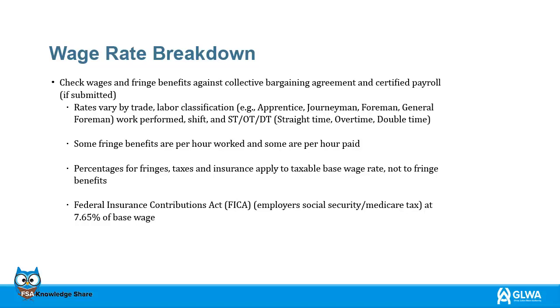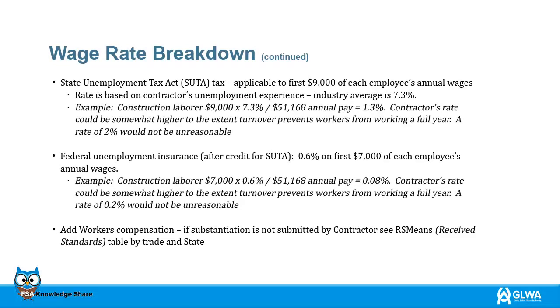Finally, the Federal Insurance Contributions Act, which is at 7.65% of the base wage. State Unemployment Tax Act, applicable to the first $9,000 of each employee's annual wages. The rate is based on the contractor's unemployment experience. The industry average is at 7.3%. Here is an example for a construction laborer.